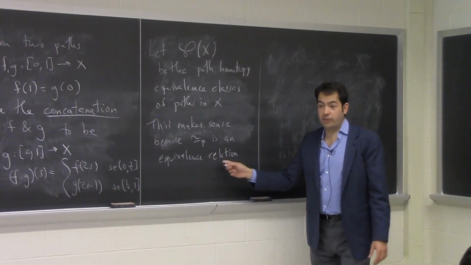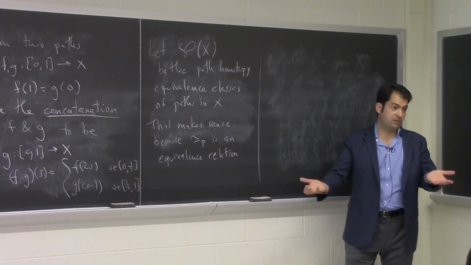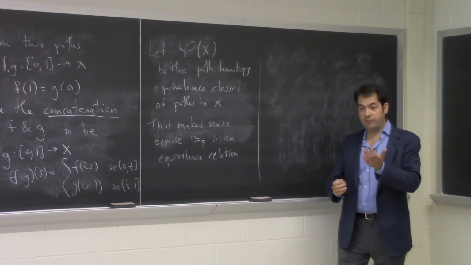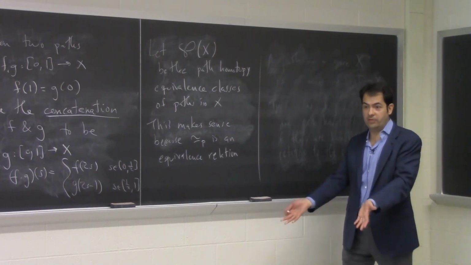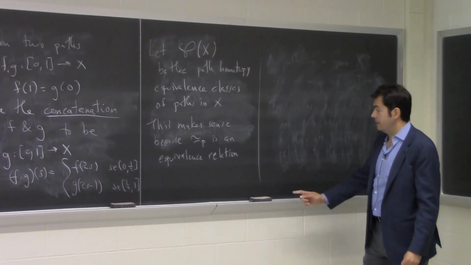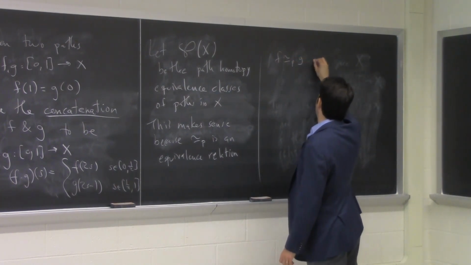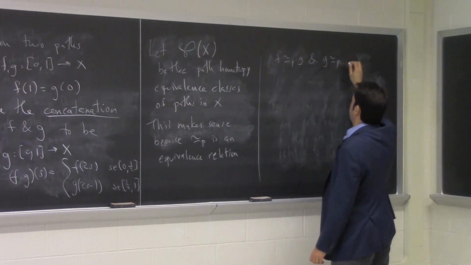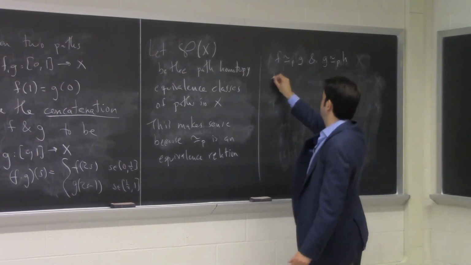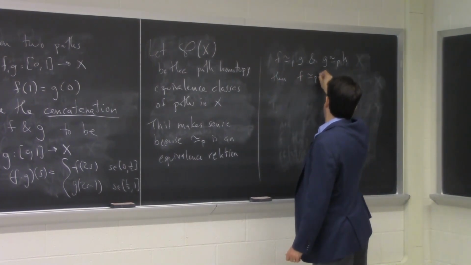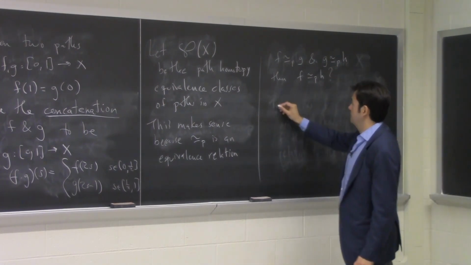OK, so we have to check three things to see that it's an equivalence relation, right? Every path should be equivalent to itself. That's easy. Take the trivial homotopy. If f is equivalent to g, then g should be equivalent to f. That's easy. Take the same homotopy between them. And so the interesting one is if f is path homotopic to g, and g is path homotopic to h, then f should be path homotopic to h. Right? So we need to check that.